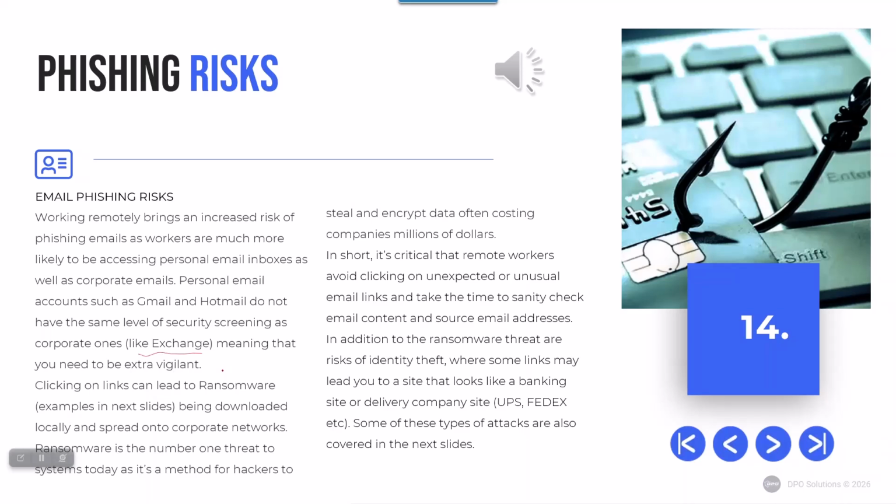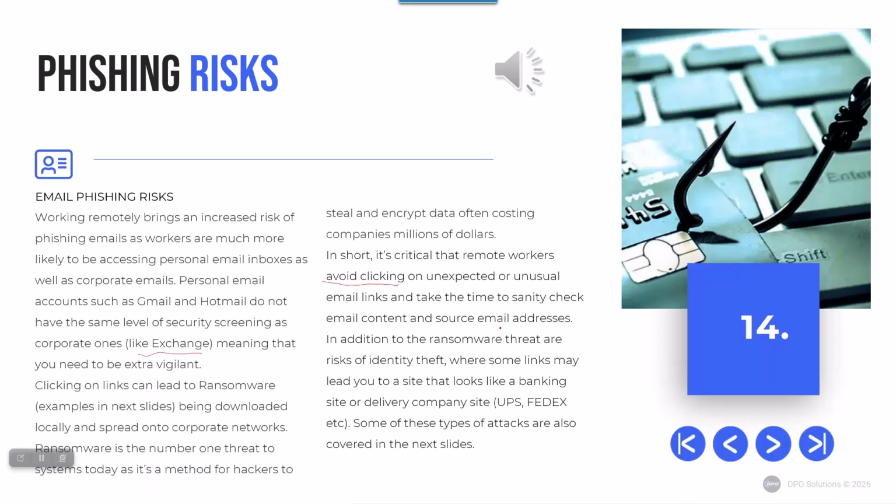Clicking on links can lead to ransomware. Some examples are included in the next slide. Obviously, the ransomware links can download malware onto your machine and then become even more devastating as they spread onto corporate networks and lock machines. It's important to note that ransomware is the number one threat to systems today, as it's a method for hackers to steal and encrypt data, often costing customers and companies millions of dollars. In short, it's critical that remote workers avoid clicking on unexpected or unusual email links and take the time to sanity check email content and source email addresses.